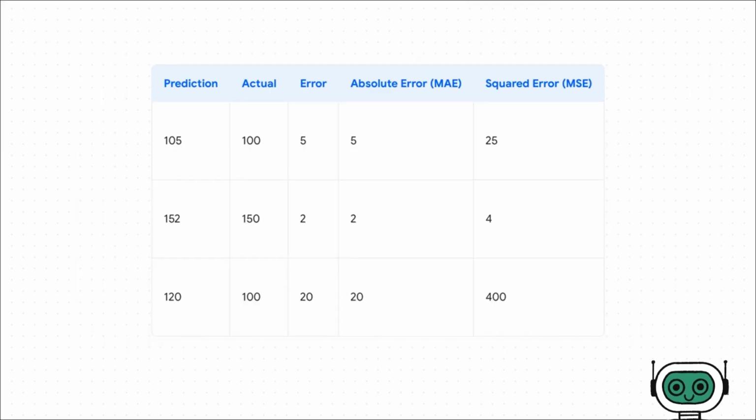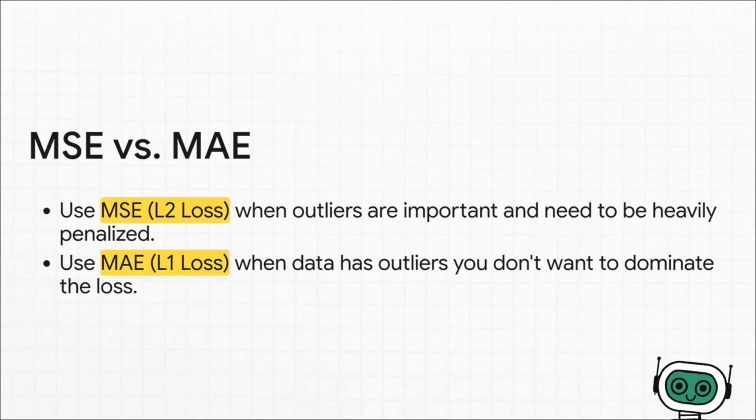Take a look at this table. In that last row, our model's prediction was off by 20. With MAE, the error is 20. Simple. But with MSE, we square that 20 and it becomes a whopping 400. Now look at the first row. An error of 5 only results in an MSE score of 25. You can see right away how just one really bad prediction can totally dominate the final score when you're using MSE. So how do you choose?